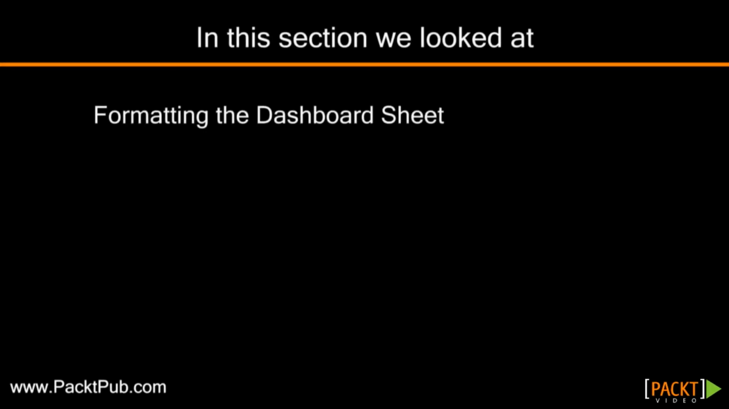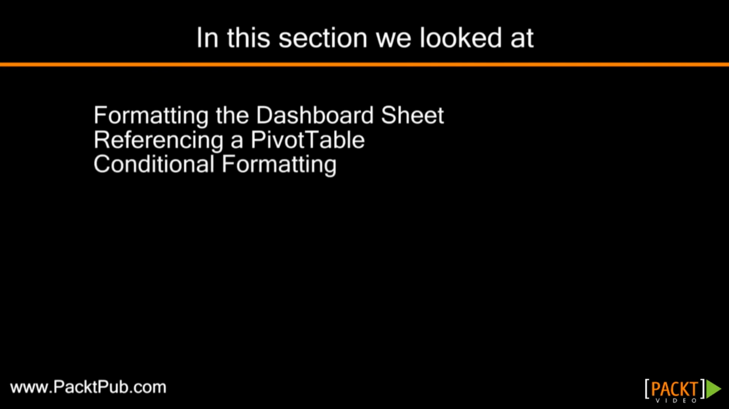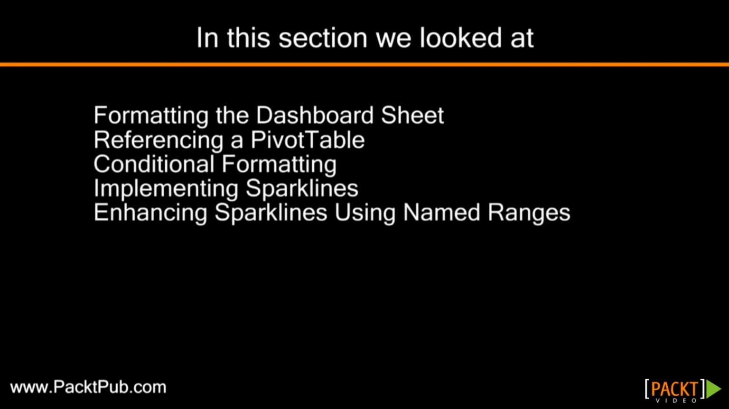So in this section, we started by formatting our dashboard sheet. Then we referenced a pivot table to create our own formatted table. We worked with conditional formatting, implementing sparklines, and finally, we enhanced our sparklines using named ranges and a macro. In the next section, we're going to look at adding interactivity, including form controls, slicers, and timeline.